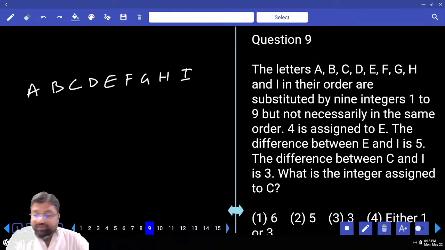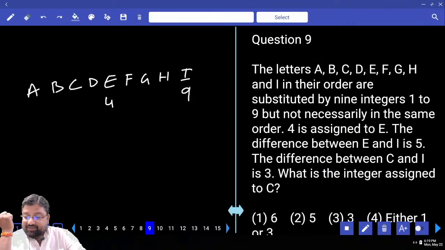Fine. 4 is assigned to E. The difference between E and I is 5. When I say the difference is 5, it should be plus or minus. If I go for 4 minus 5, it is minus 1, but the value should be from 1 to 9. So this is 9.